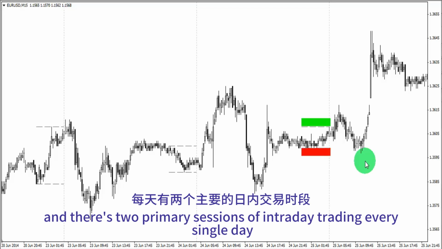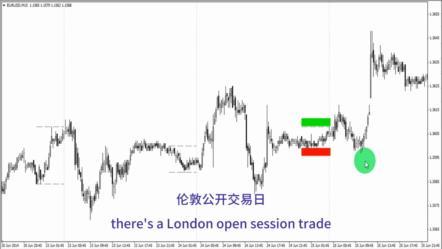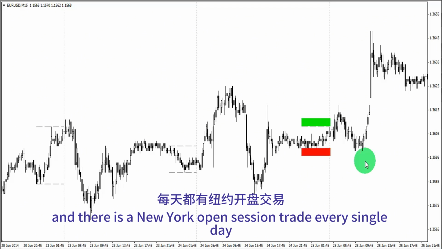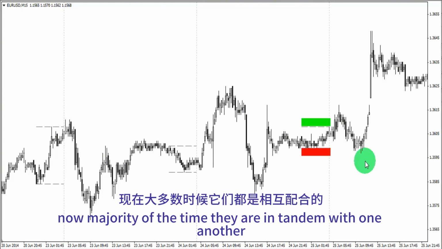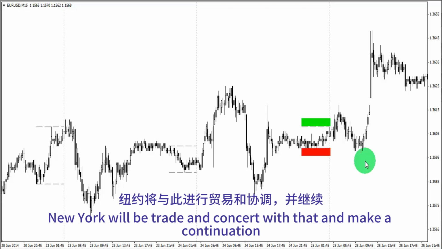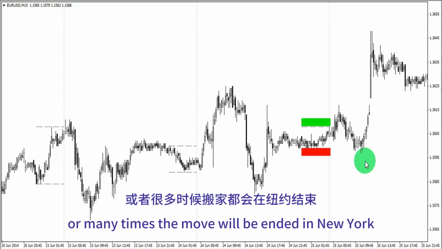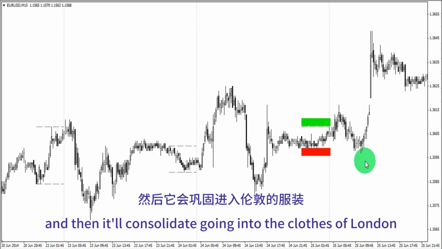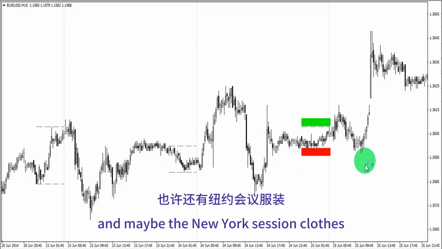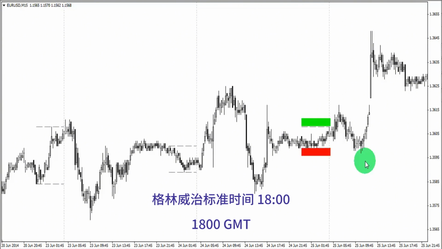And there's two primary sessions of intraday trading. Every single day there's a London open session trade and there is a New York open session trade. Now, the majority of the time, they are in tandem with one another. If London posts a high, New York will trade in concert with that and make a continuation. But not always. Sometimes it's a reversal in New York. Or many times the move will be ended in New York and then it'll consolidate going into the close of London and maybe the New York session close, 1800 GMT.